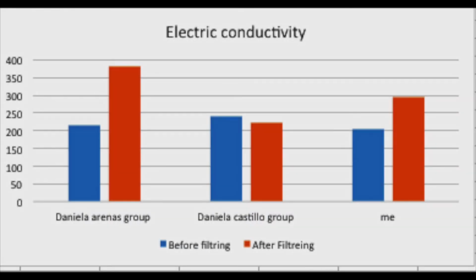And finally, in the graphs of electric conductivity, we can see that before filtering our results are very similar. They are at the same level. Instead, after filtering, our results change. Daniela Arenas's group has the highest results, then me, and finally Daniela Castillo's group. We can classify this table as increasing.